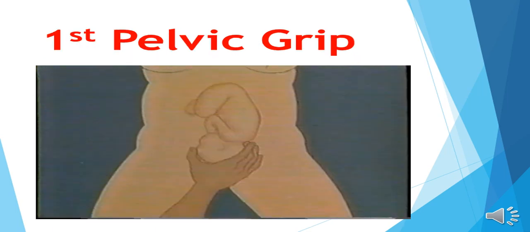The first pelvic grip: you have to be on the right side of the patient. You have to sit down on the bed, and your forearm has to be parallel to the bed. Put your hand flat over the symphysis pubis. Please remember that your little finger is a part of your hand, and start to catch something.